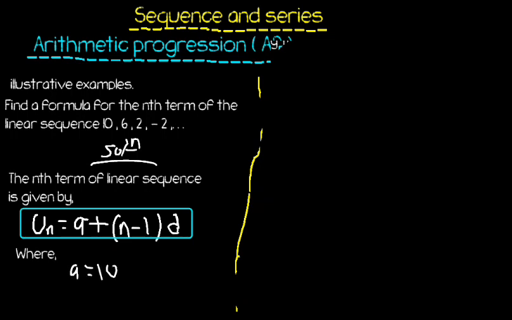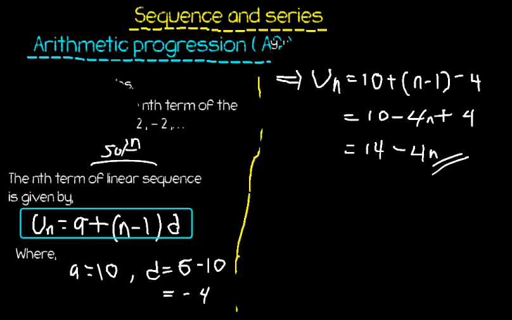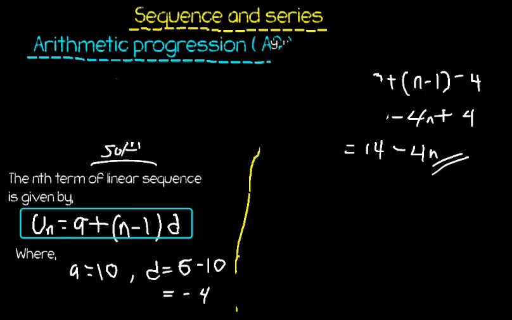Never forget this formula. So where a, which is the first term, from the question that we were given is 10, and the common difference, which is 6 minus 10, which we had the answer to be minus 4. So n means the number of terms. So un is equal to 10 plus n minus 1 bracket close minus 4. So our aim is to find the formula in which if you put the number of terms inside, you can get the un. So 10 minus 4n plus 4. So we had the answer to be 14 minus 4n.